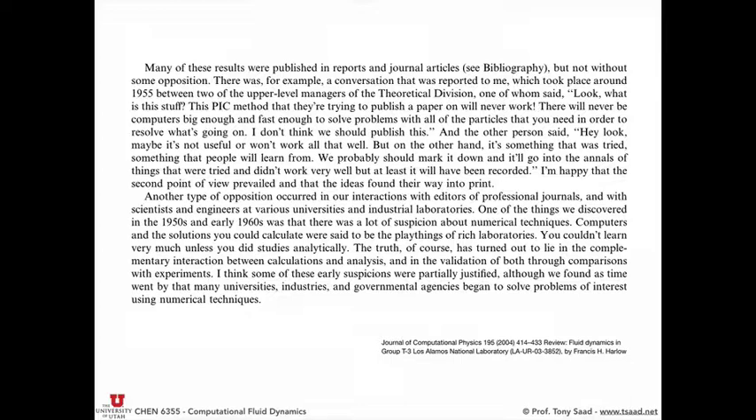But these are editors of journals. They were suspicious of computers, a large suspicion about numerical techniques. Computers and the solutions you could calculate were said to be the playthings of rich laboratories. So they thought they were spoiled people in the labs who are doing this, and this will never take off. You couldn't learn very much unless you did studies analytically. The truth, of course, has turned out to lie in the complementary interaction between calculations and analysis, and in the validation of both computations with experiments.